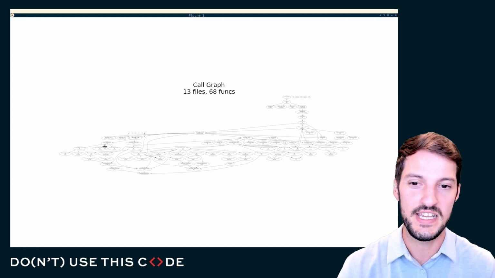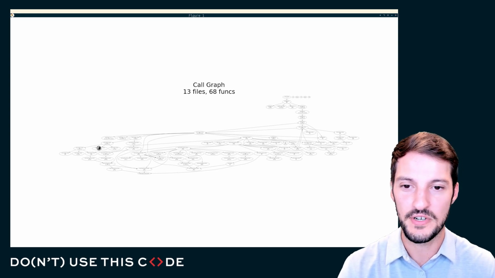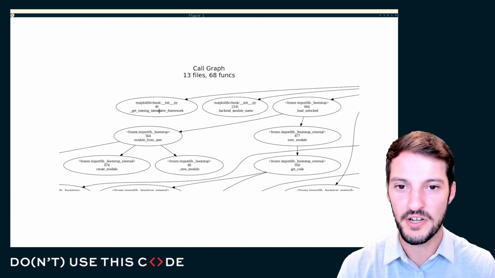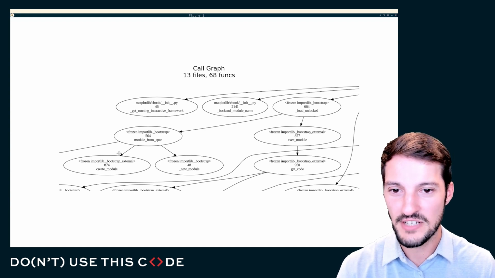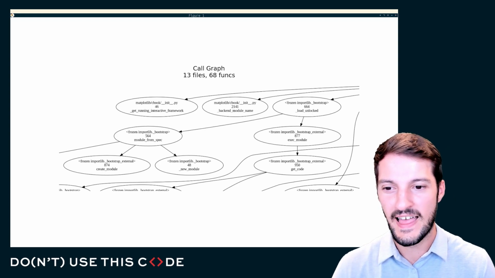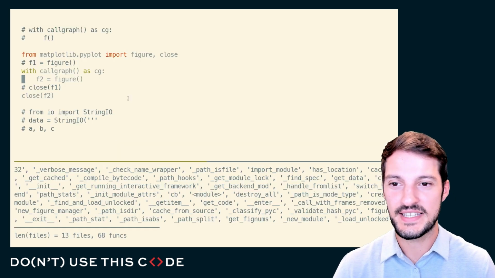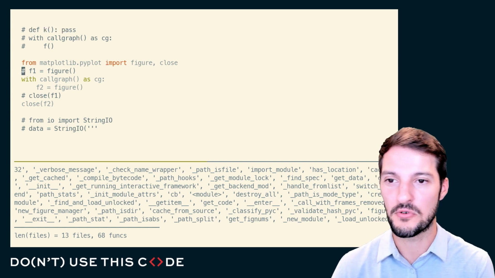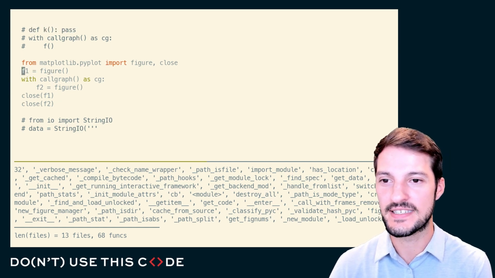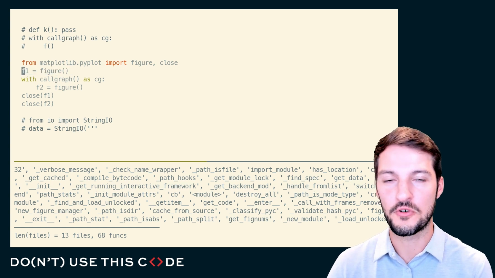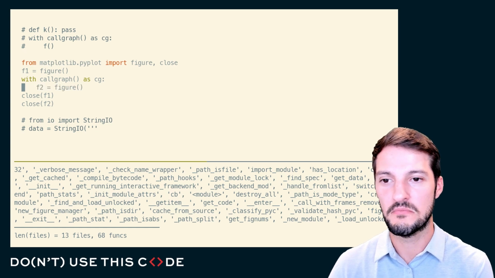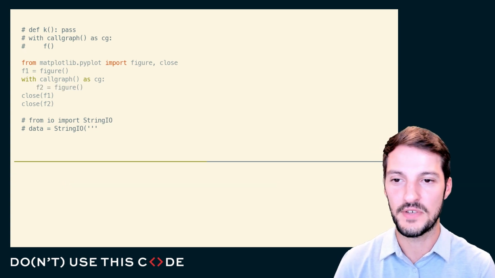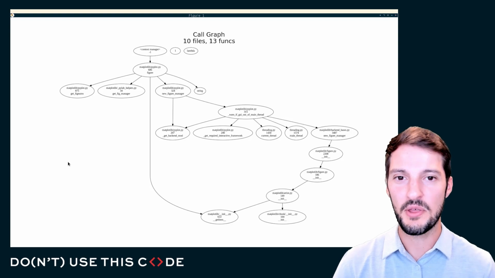And the reason that I say dynamically loads is if we take a look over at what's going on in these nodes: get running interactive framework, get backend module name, load unlocked, new modules, module from spec, create module. To me, this says that it's doing a lot of dynamic importing, and we can actually see if it is. Try one trick here: we'll instantiate one figure before we start our call graph, before we start tracking all those function calls, and then we'll just track the function calls through a second figure. And we end up with a much simpler graph.